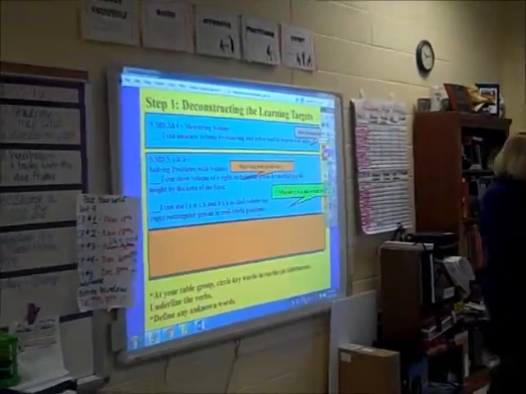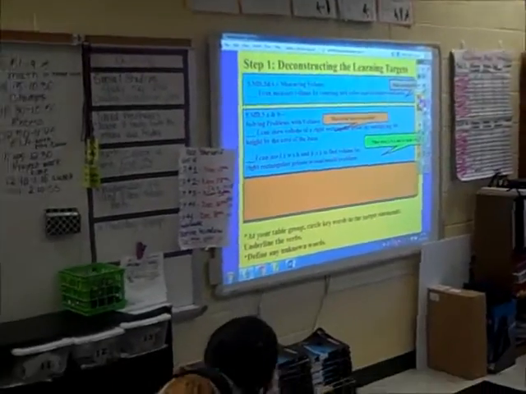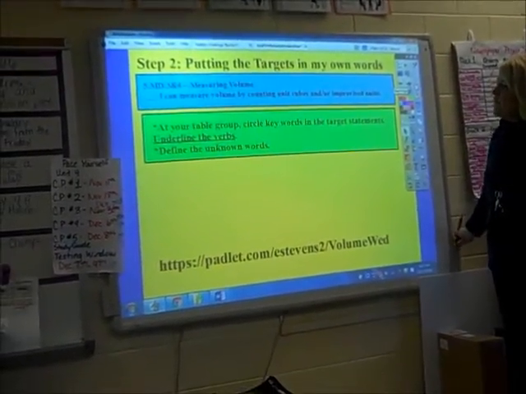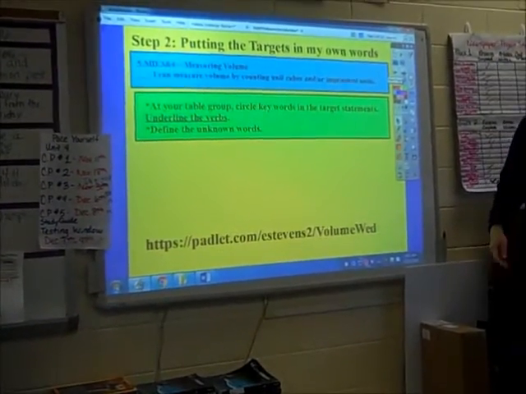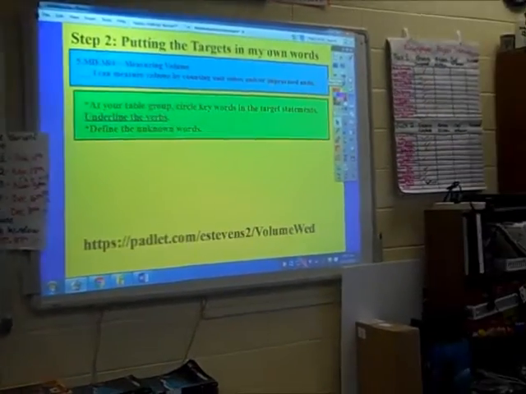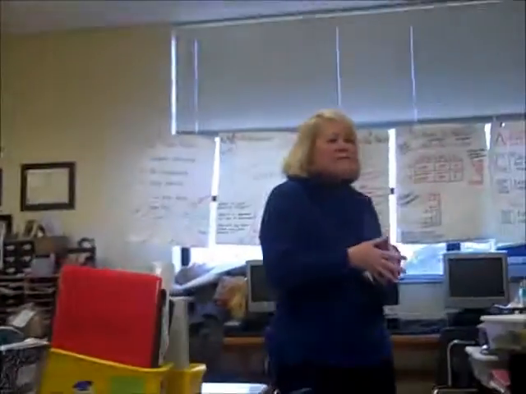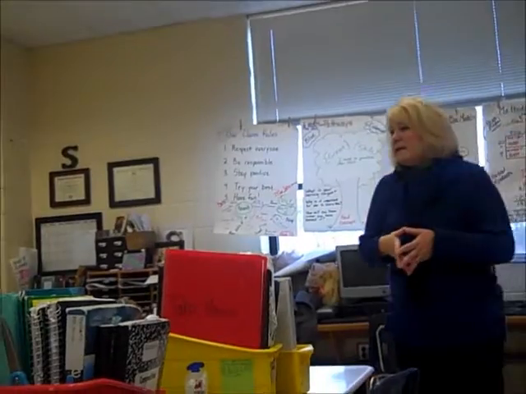So what we're going to do today is we're going to deconstruct the learning targets in this unit. First learning target says I can measure volume by counting unit cubes or improvised units. Our first step in analyzing that learning target is knowing what the words mean.